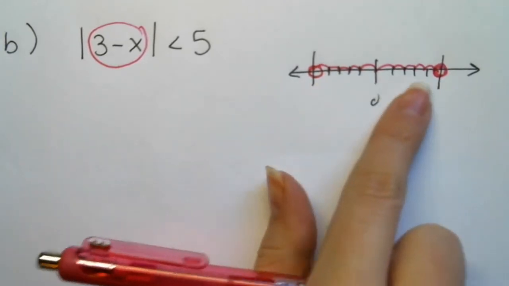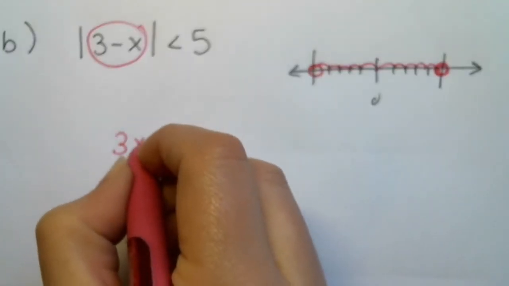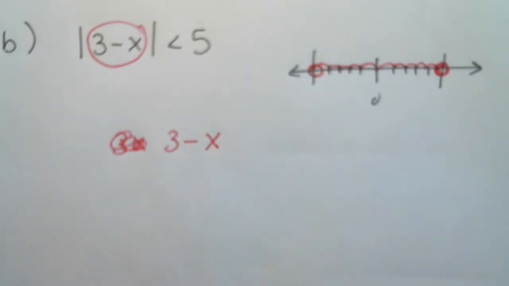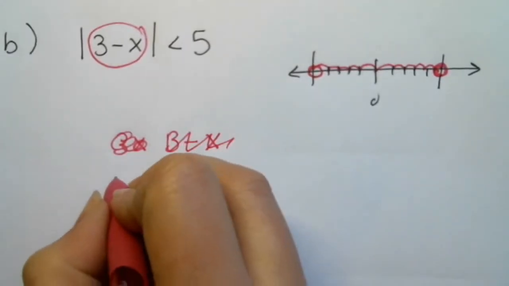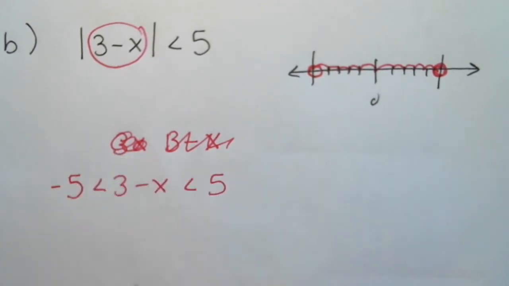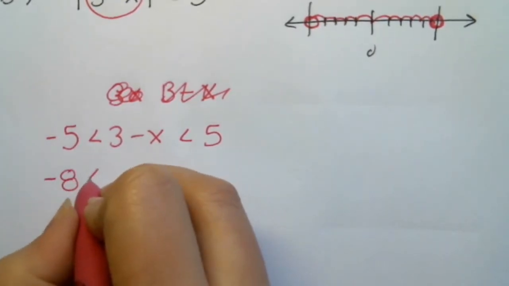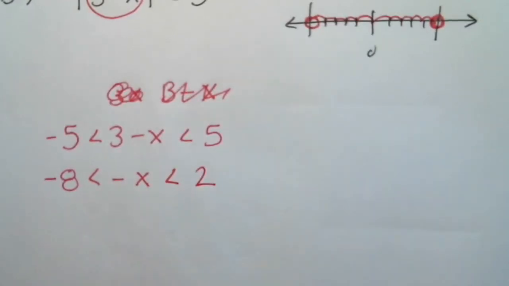Now we can see that the numbers we've described here are between -5 and 5. So we're going to say that this whole expression is between -5 and 5. And now we can solve this. So I'm going to subtract 3, and then I need to divide by -1.